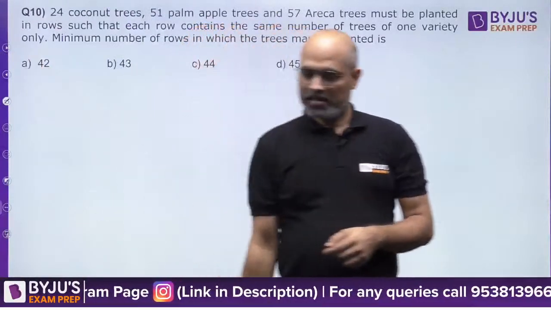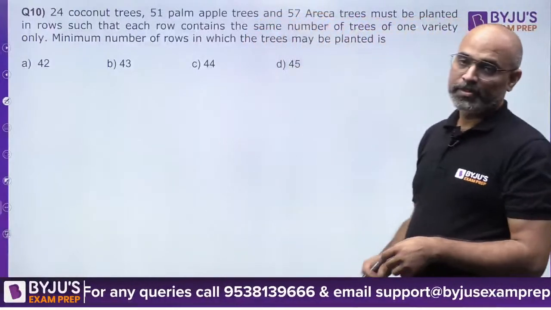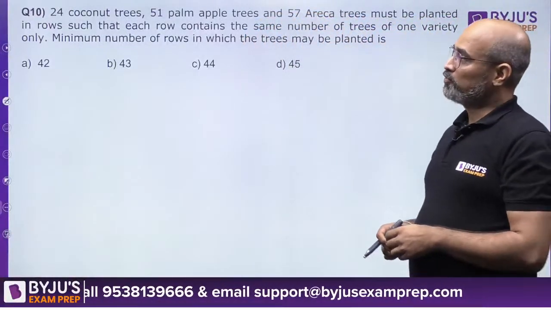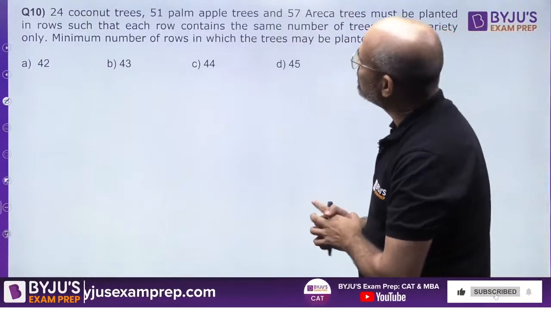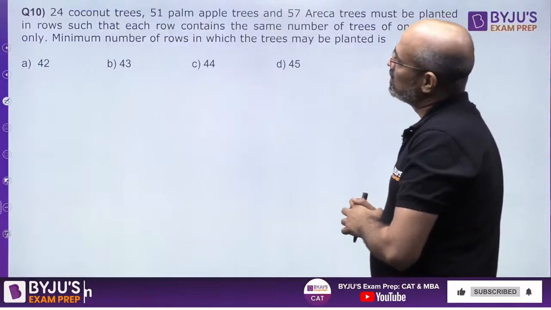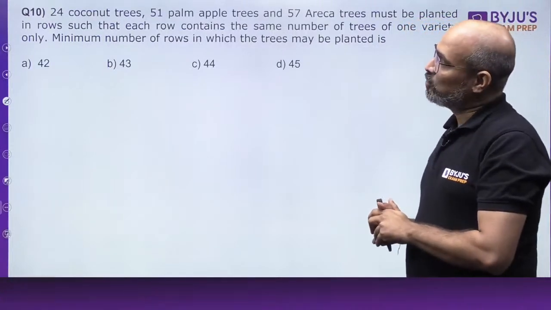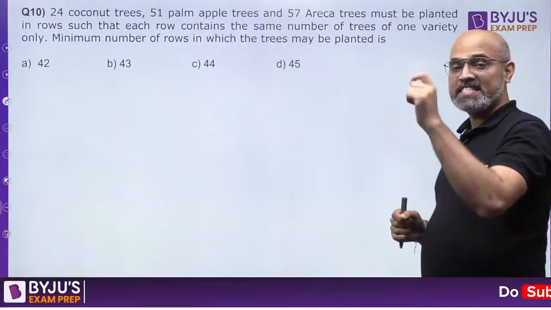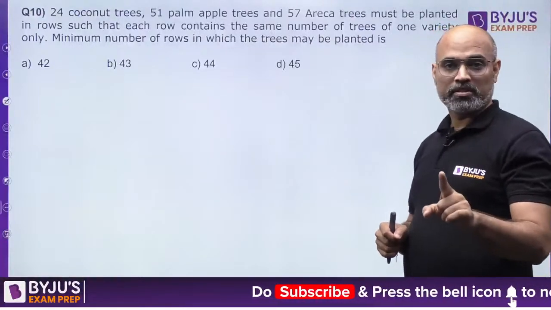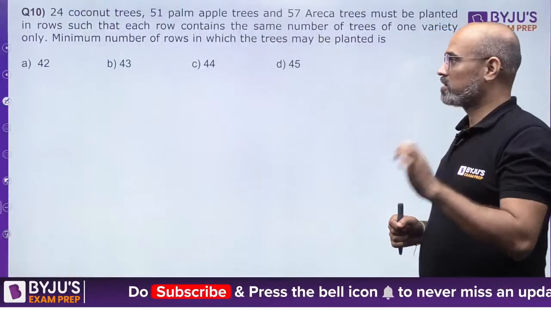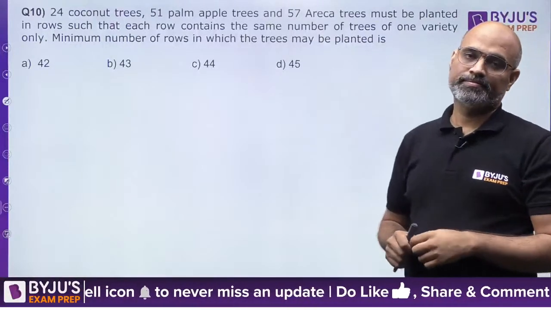Okay. Next question. This is based on HCF. There are 24 coconut trees, 51 palm apple trees, and 57 areca trees, which must be planted in rows such that each row contains the same number of trees of one variety only. This is important. Single variety is needed. Minimum number of rows in which the trees may be planted is.